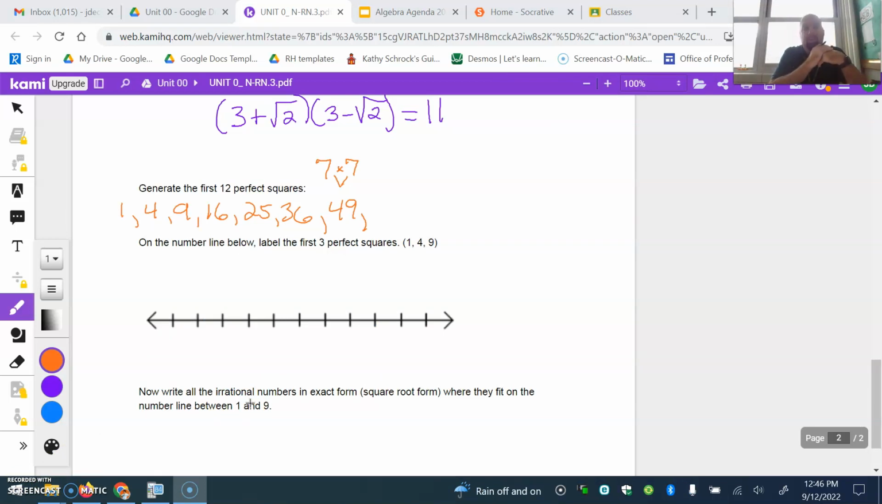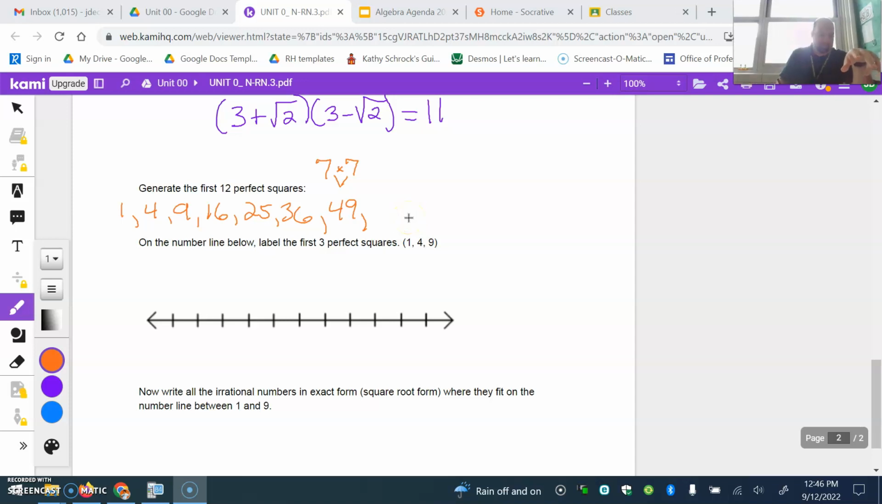It says generate the first 12 perfect squares. So to do that, what you're going to do is you're going to take 1 times 1. And when you do that, you get 1. 2 times 2, you get 4. 3 times 3, 9. 4 times 4, 16. 5 times 5, 25. 6 times 6, 36. 7 times 7, 49. And I'm going to stop there. I'm actually not going to do the rest of these. The answer key is attached to the homework assignment in Google Classroom, so you should be able to find the key and see what it looks like.